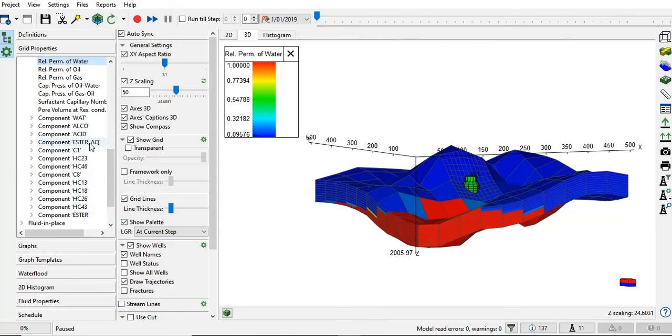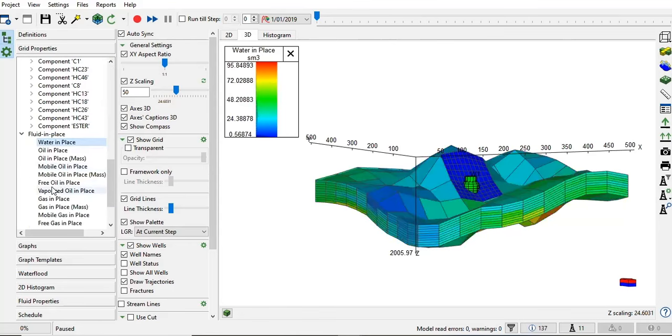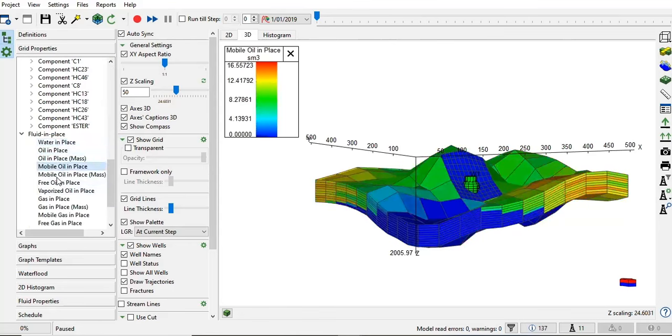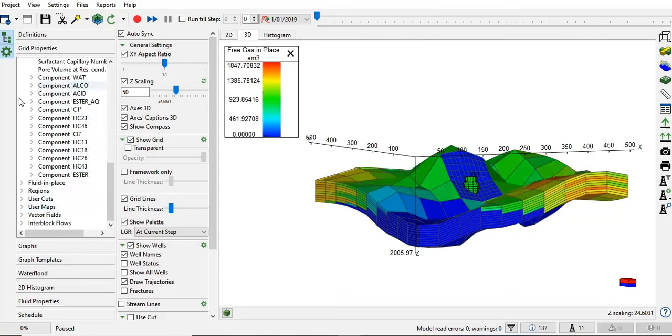So ester has two connections. One is hydrophilic, which is aqueous, and the other is hydrophobic, so it will tend to the hydrocarbon. Okay. And then fluid in place, water in place, oil in place, vaporized oil in place, free gas in place. Regions, let's see.